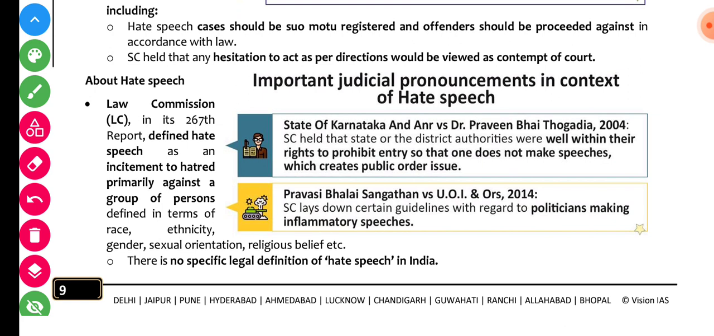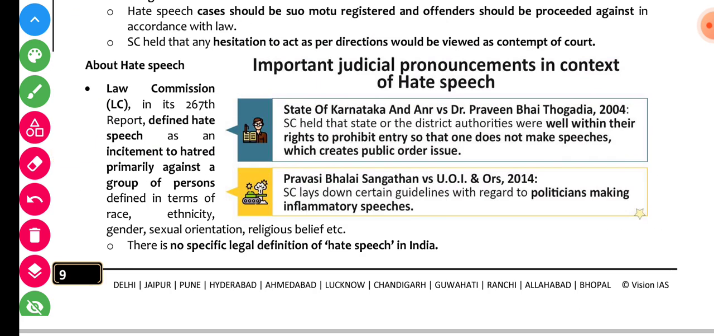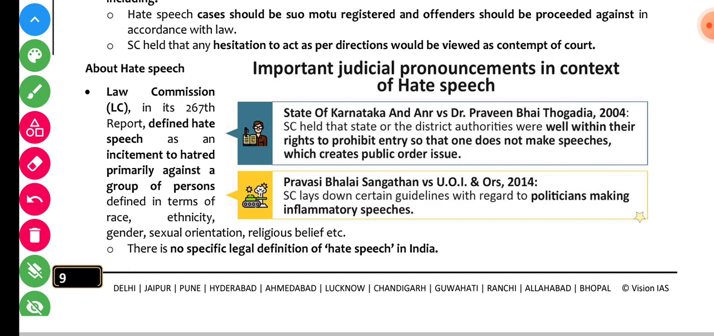Okay, and next is the issues with hate speech. Before this, the important judicial pronouncements in the context of hate speech. The State of Karnataka and another versus Dr. Praveen Bhai Togadia, 2004 case: the Supreme Court held that state or district authorities were well within their rights to prohibit entry so that one does not make speeches which create public order issues. Pravasi Bhalai Sangathan versus Union of India and another, 2014: the Supreme Court laid down certain guidelines with regard to politicians making inflammatory speeches.